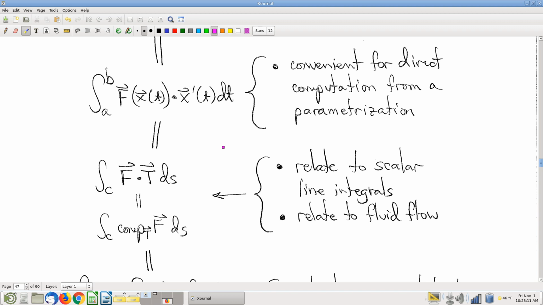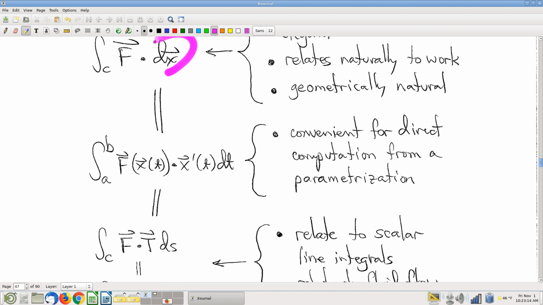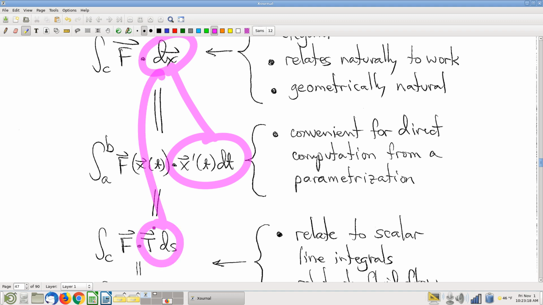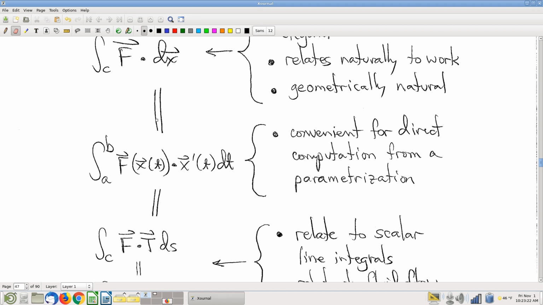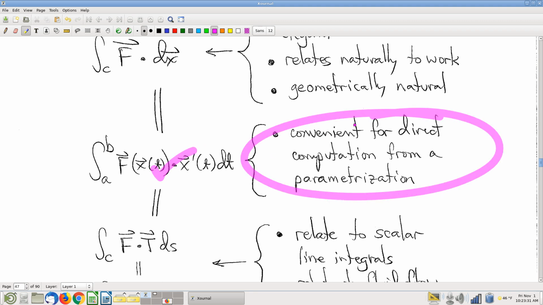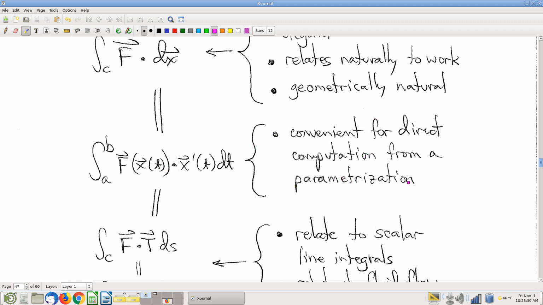So let me go at these a little more slowly. dx, I can rewrite two different ways. That gives me a couple of different alternative notations. The book actually likes this one more, which is fine. This one here is if you want to compute directly from a parameterization, right? Very often you do. Not always, but very often. Then that's a very handy way to think about vector line integrals.